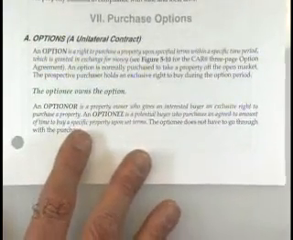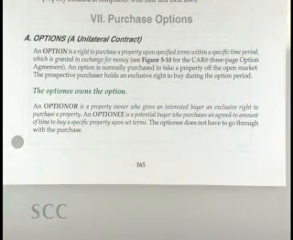An option is where you have a choice. You can either do something or not do something. That's an option in the real world. An option is a unilateral contract. What that essentially means is that I have a choice whether I want to exercise the option or not. I use options for many different reasons.